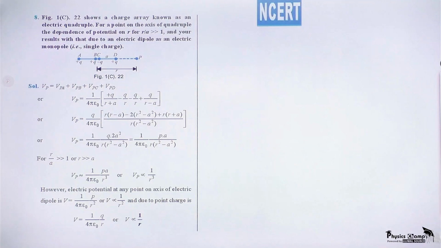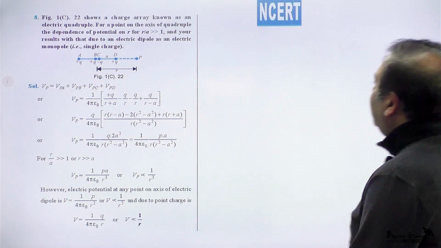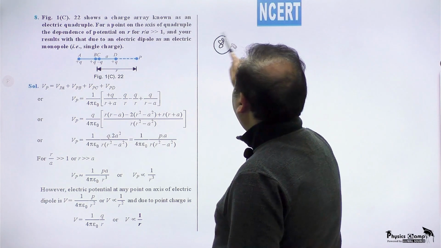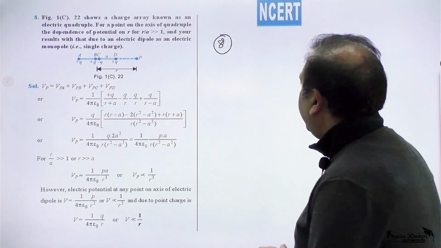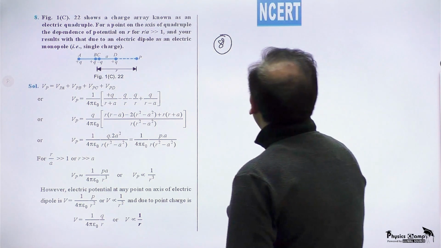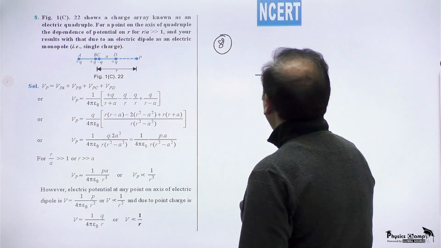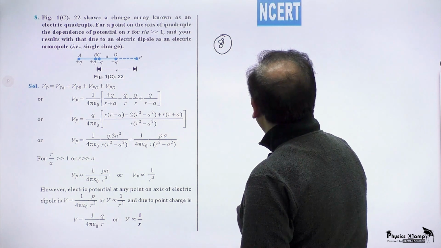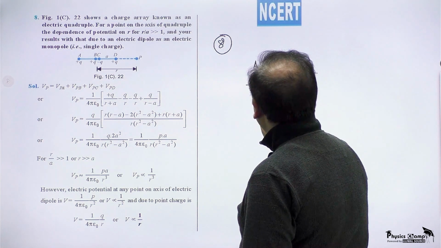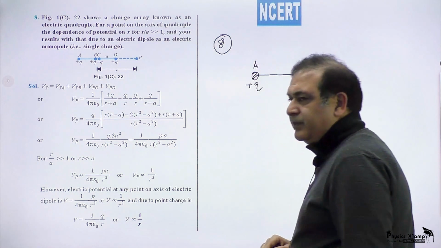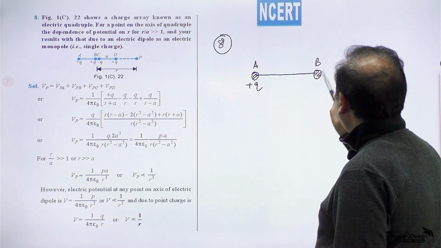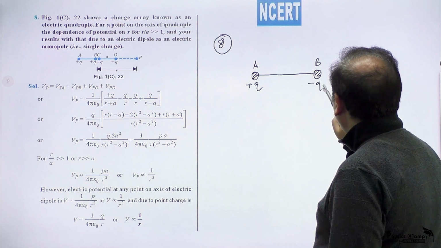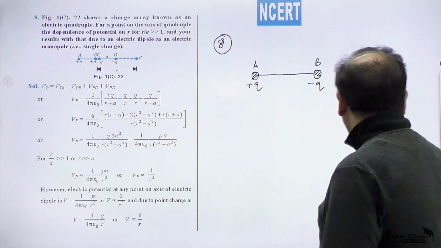Now question number 8 of NCERT, it's about electric quadrupole. Now what is an electric quadrupole? In the arrangement you can see here, you have a charge plus Q at A, plus Q at B, and a charge minus Q. So this is one electric dipole.